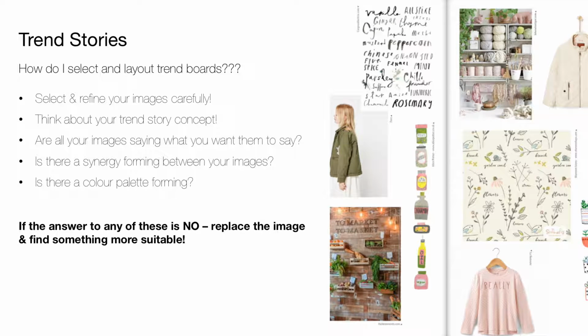So how do you create a trend board? Trend stories. How do you select and lay out the trend boards? Select and refine your images carefully. Think about your trend story and concept. What is the information that you're trying to get across? Are all of the images saying what you want them to say, and are they specific to the trend concept? Is there a synergy forming between your images? Is there a colour palette forming? If the answer to any of these is no, replace the image and find something more suitable from your digital image collective. And if you're struggling, then you probably need to do more research and make your image collective a lot broader.